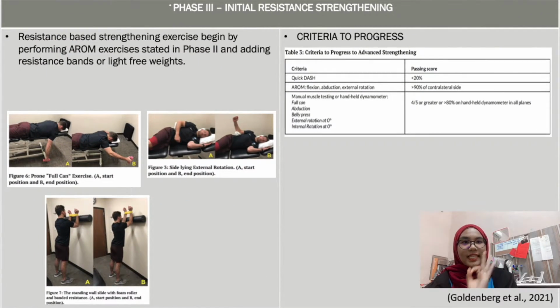The third phase is initial resistance strengthening. The exercises are the same as in phase 2, but with the addition of a resistance band or TheraBand or light free weight.